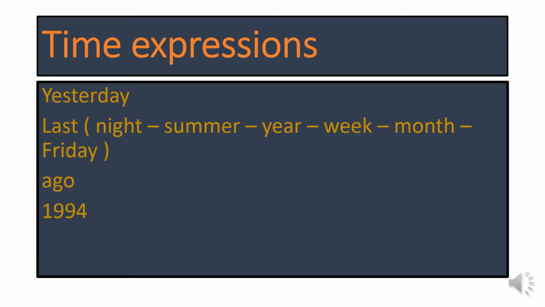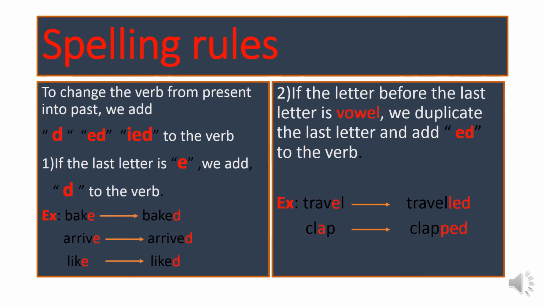1994, 2010, any year before now. The spelling rules. As you know, we use the past form or the second form of the verb. So we have to change the verb from present into past. How can I change the verb from present into past? First, to change the verb from present into past, we add d or ed or ied to the verb.